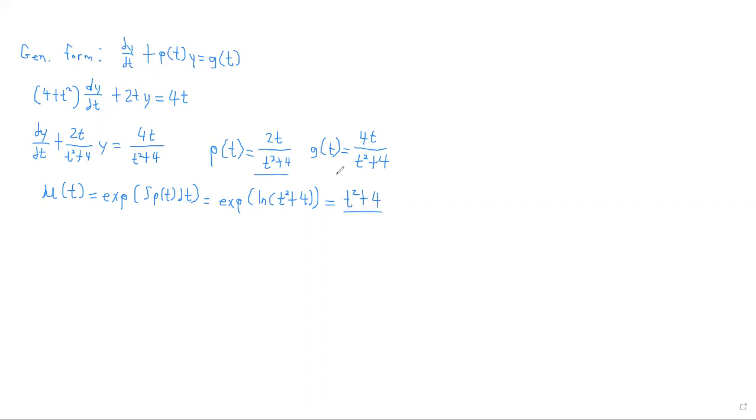Now I'm going to highlight all these because now I will give you the formula for solving it. So finally, the formula where you put it all together. Y of t, this goes for any first order linear differential equation that's in this general form. Y of t is equal to 1 over mu of t times the integral of mu of t g of t dt plus c.